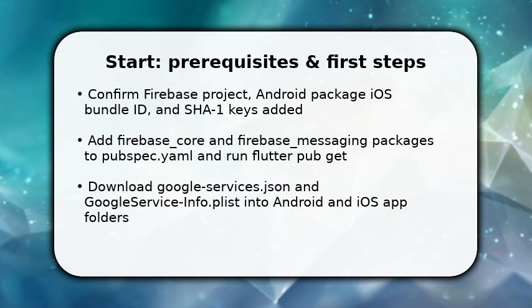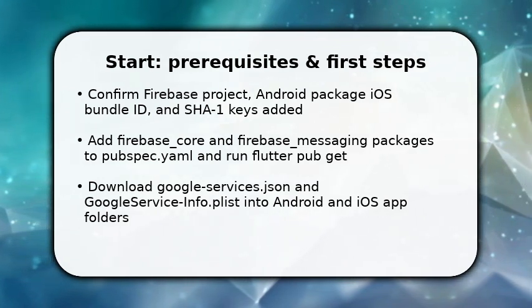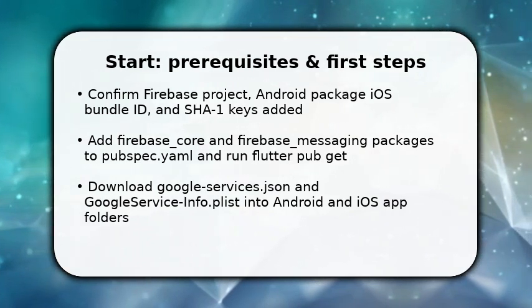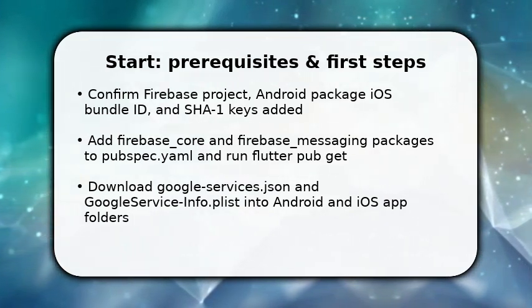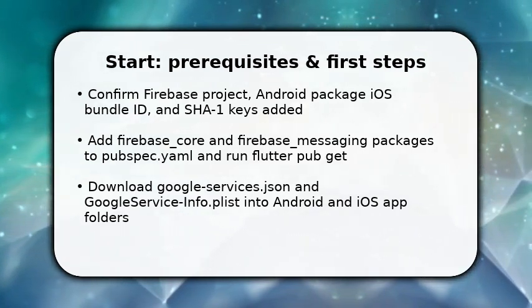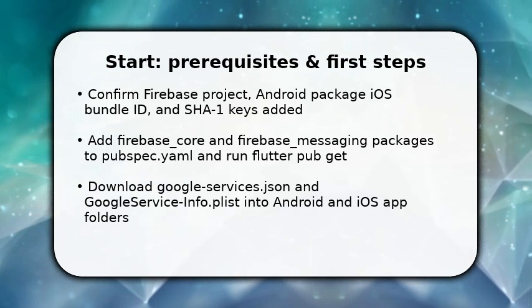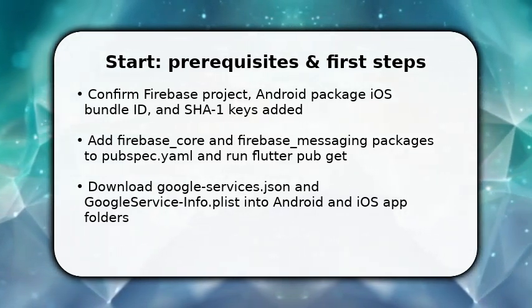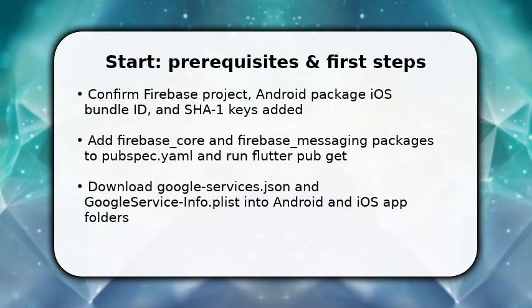YAML, run flutter pub get. Place google-services.json into android/app and GoogleService-Info.plist into ios/Runner. Then configure platform files. Apply the Google Services plugin for Android and enable Firebase in Xcode for iOS. Once done, rebuild the app so native layers pick up your changes.